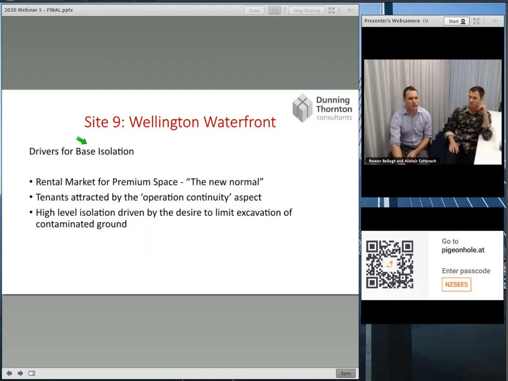So the reasons for base isolation for this one: it's almost really a given for some of these A-grade office spaces. This is in Wellington, so, as I said, sort of the new normal. It's driven both from a client perspective and from a tenant perspective. Quite a lot of tenants experienced quite a disruption following some of the recent earthquakes, particularly the Kaikoura earthquake, and they're now willing to pay quite a premium for being able to get back into their buildings quickly. And as I said, the high level isolation is driven by the desire to limit excavation.